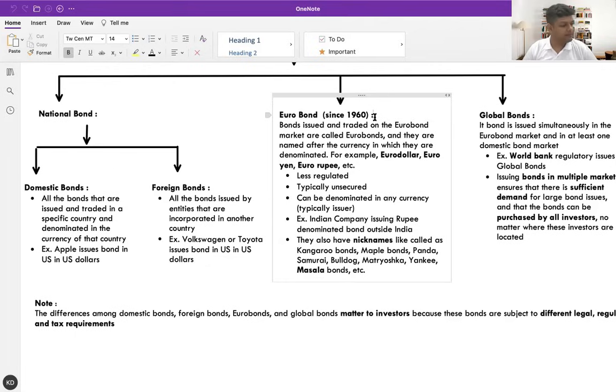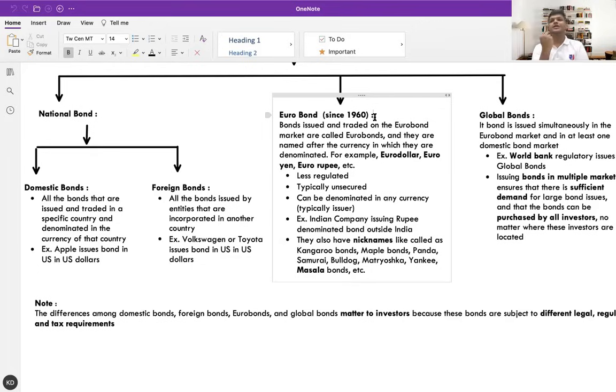I'll give another example. Apple issues bonds in dollars, but somewhere in Germany. Then it's called a Eurodollar bond, because it's a dollar bond outside the US. That's why it's called Euro. Euro is not for Europe. Don't mix up Euro with Euro, okay? Euro is just a reference. I'll repeat, Apple issuing dollar bonds outside the US is called a Eurodollar bond.